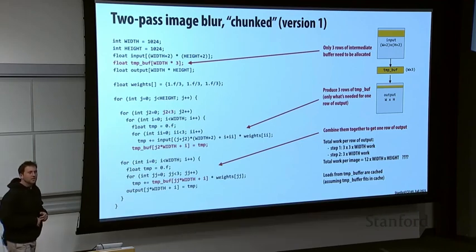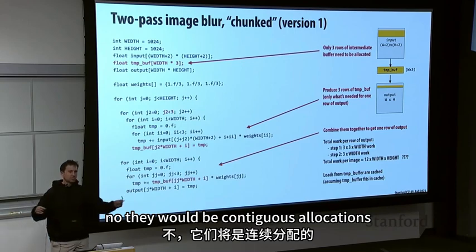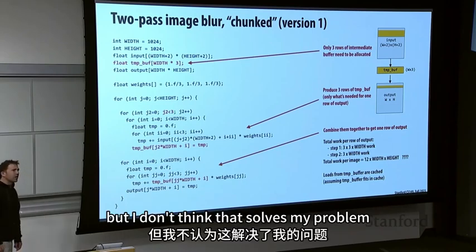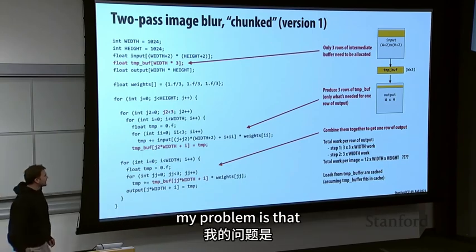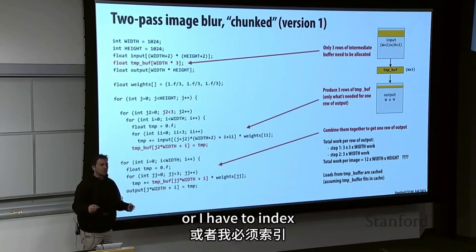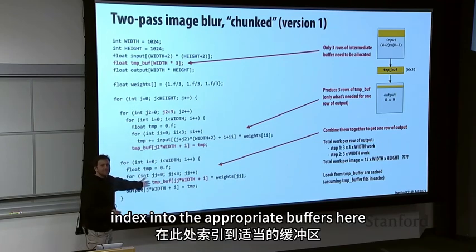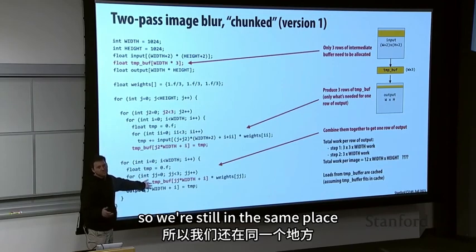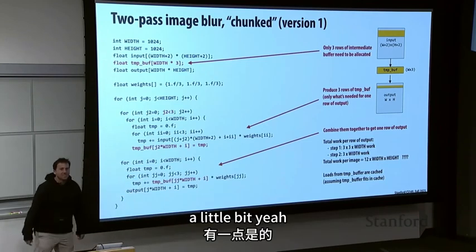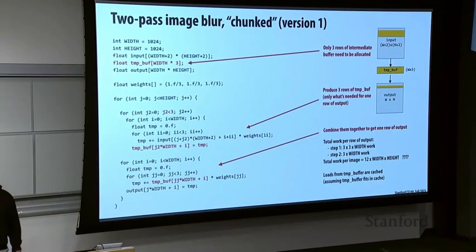But if you keep it as temp buffer 1, 2, and then 3, actually separate variables, would they still be the same? No, they would be contiguous allocations, but maybe not contiguous in the heap, each of those. But I don't think that solves my problem. My problem is that either I have to copy contents from those buffers to each other, or I have to index into the appropriate buffers here. So we're still in the same place. You actually just spread out the data even more a little bit. Yeah. Any other ideas?